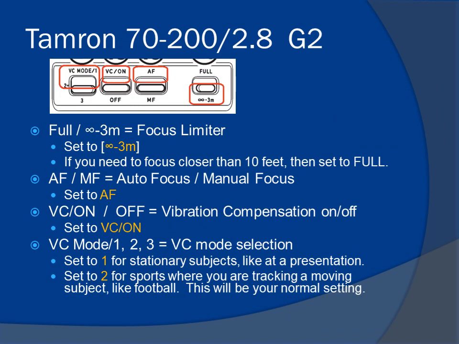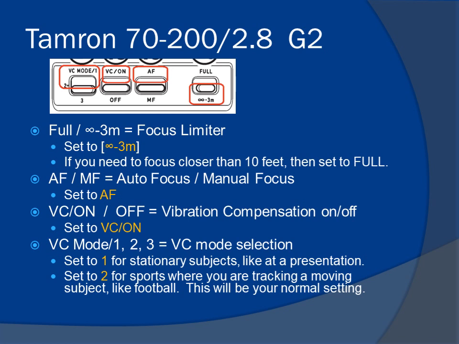Tamron 70-200. Switches on the camera starting from right to left. Full, infinity to 3 meter focus limiter. Set to infinity to 3 meter. If you need to focus closer than 10 feet, then set it to full. Most of the time, you will not need to go under 10 feet, so just leave it in the infinity to 3 meter position.